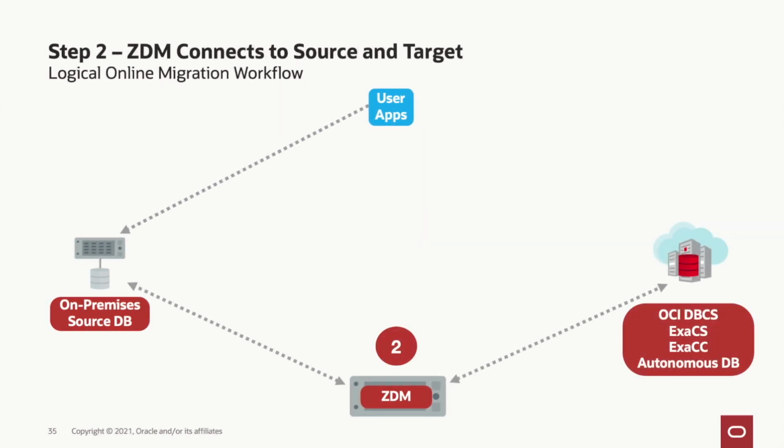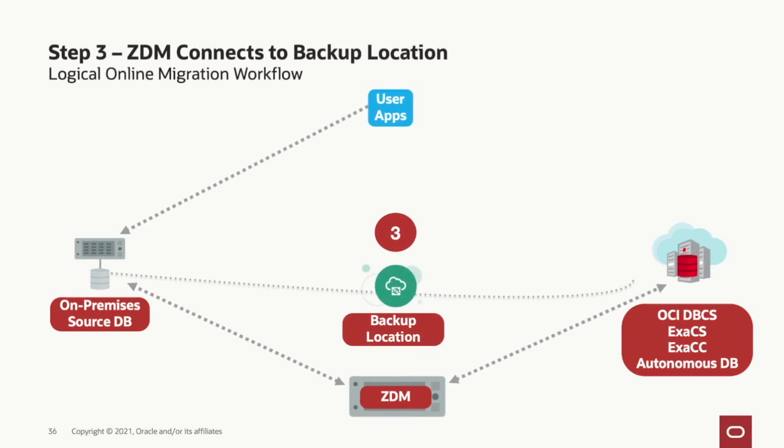ZDM will proceed to connect to the source database on premises and to the target database in the cloud, and perform all the required validations to be sure that it can proceed with the migration. And once those have been fulfilled, ZDM will continue and perform the database migration. ZDM then proceeds to connect to the backup location, perform storage sizing considerations and verifications, and then proceeds with the migration process.